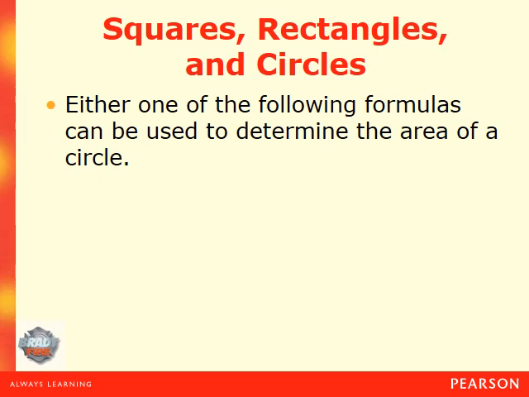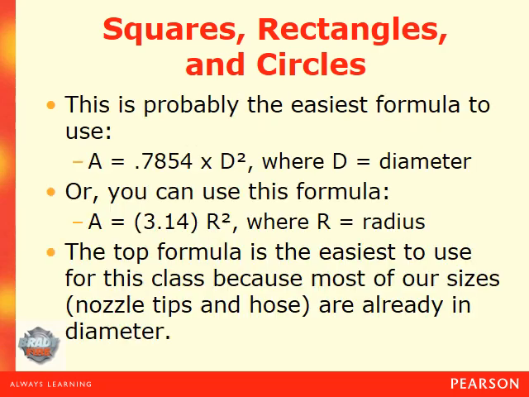Either one of the following formulas can be used to determine the area of a circle. I recommend you just pick one that you can remember and go with it. Probably the easiest formula to use is 0.7854 times the diameter squared, where d equals the diameter. Or you can use the formula area equals pi, 3.14, times the radius squared. Remember, d is the distance all the way across, and the radius is from the center point to the end.